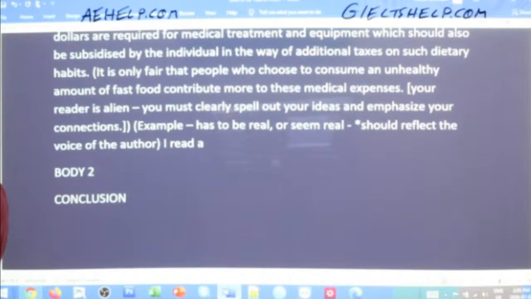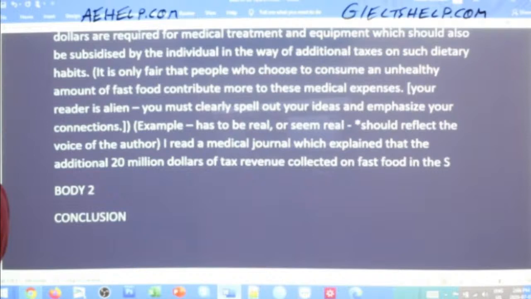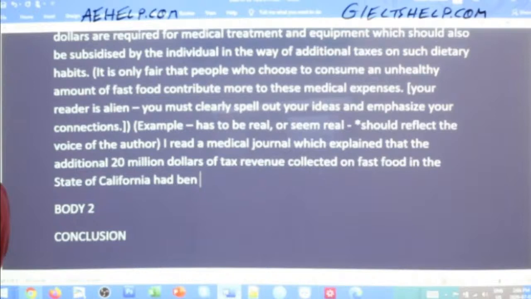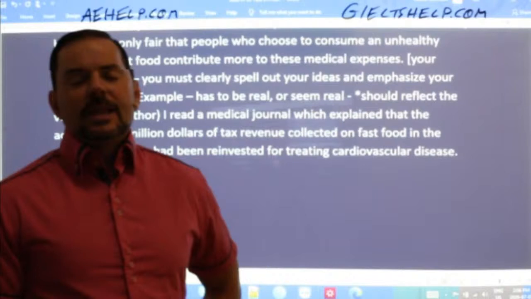I read a medical journal which explained that the additional 20 million dollars of tax revenue collected on fast food in the state of California had been reinvested for treating cardiovascular disease. Okay, something like that, all right? So related to our explanation, okay?